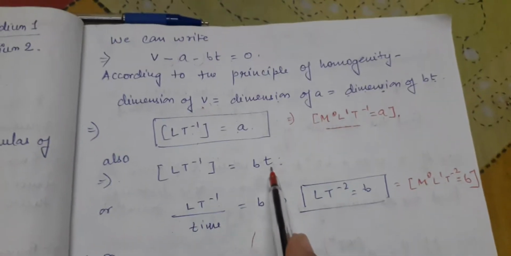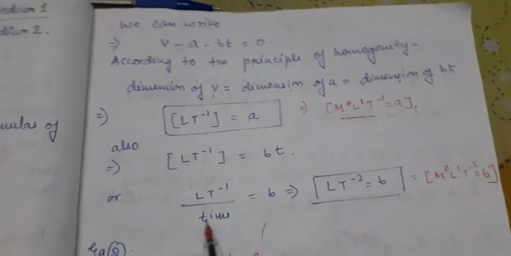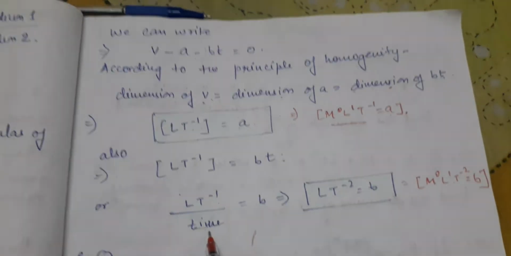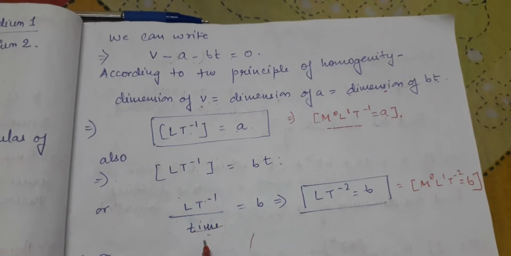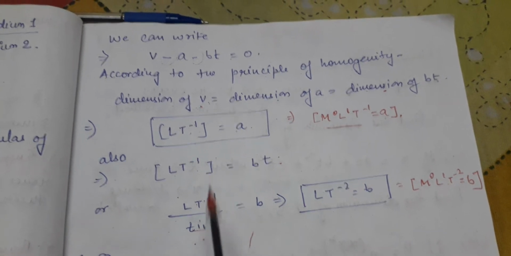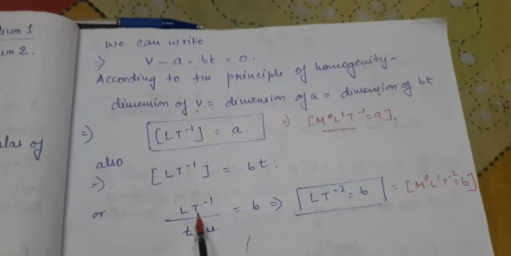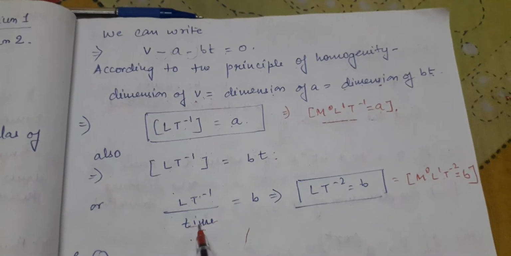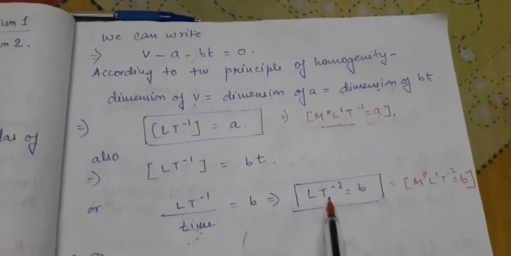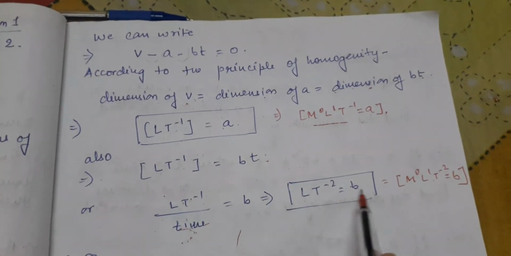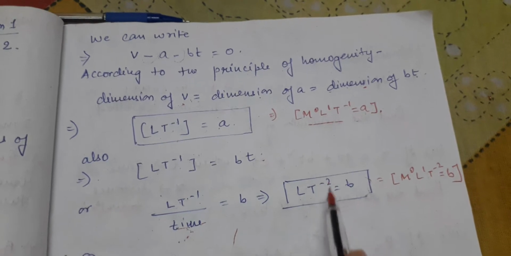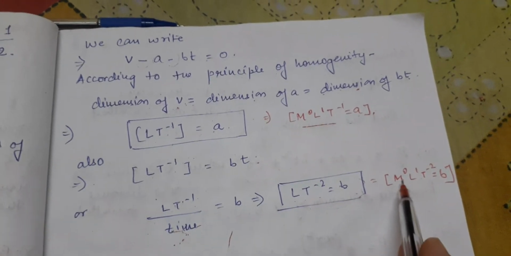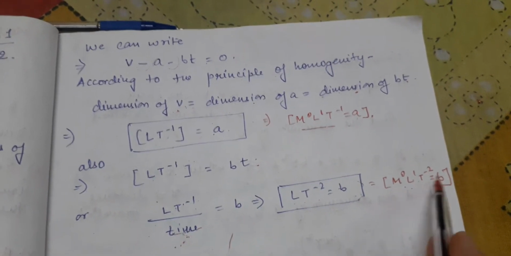Then bring t to the denominator. See, t is time. What does the principle of homogeneity say? You can divide two different physical quantities, but you cannot add or subtract. So this is correct. If you take time down, what does the formula become? LT^-2, or we can write M^0 L^1 T^-2. This is the dimensional formula for b.